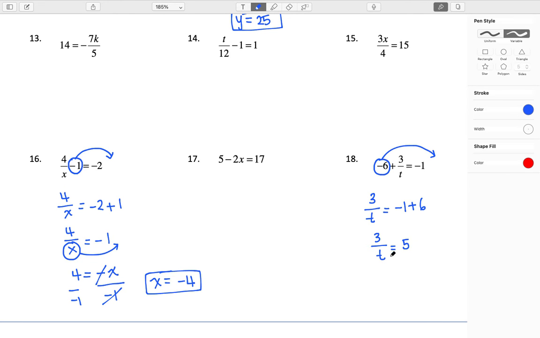And now I'm going to move t to the other side. So it's 3 is equal to 5 times t. So if that's the case, whatever is in front of t, which is 5, divide it, cancel, cancel. So t is equal to 3 over 5. I decided to put it in a fraction because I don't want to have a decimal.